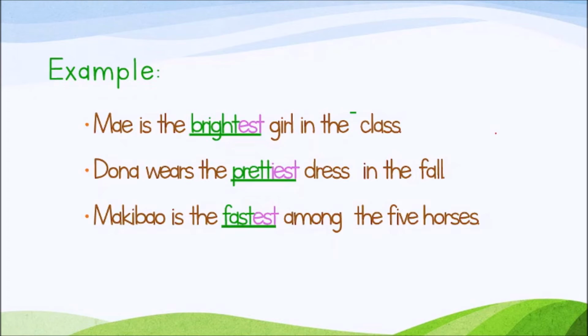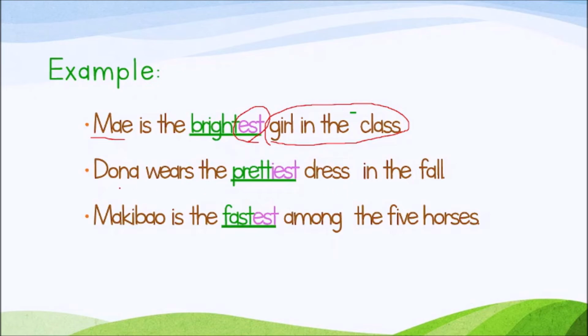Here are the other examples wherein we already use the superlative degree of the adjective. May is the brightest girl in the class. So this is in superlative degree because we are comparing May to all the girls in the class. So as you can see, we add EST.